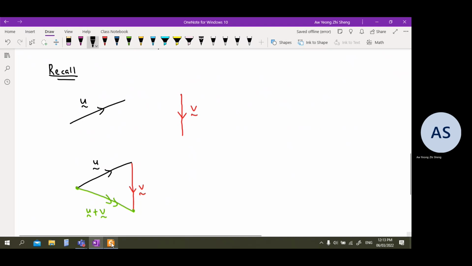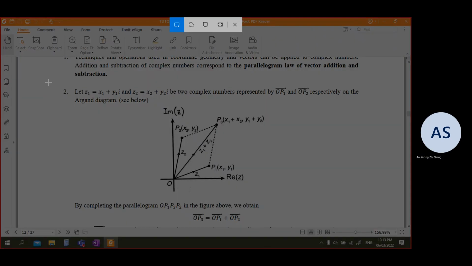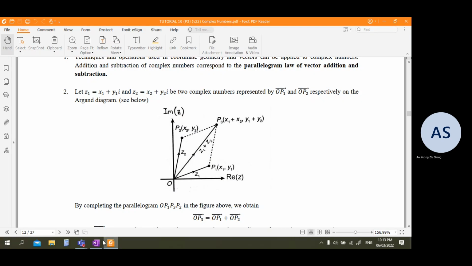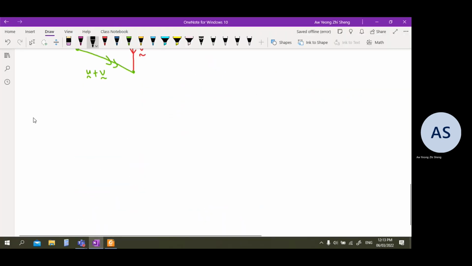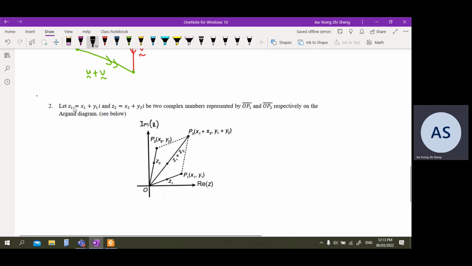Now let's look at point number 2. Let Z1 and Z2 be two complex numbers represented by OP1 and OP2 respectively on the Argand diagram. Let's suppose that the point P1 with coordinate x1, y1 is here, point P2 with coordinate x2, y2 is here. Then P1 and P2 are the point representations of the complex numbers Z1 and Z2 respectively, and vectors OP1 and OP2 are the vector representations of the two complex numbers Z1 and Z2.